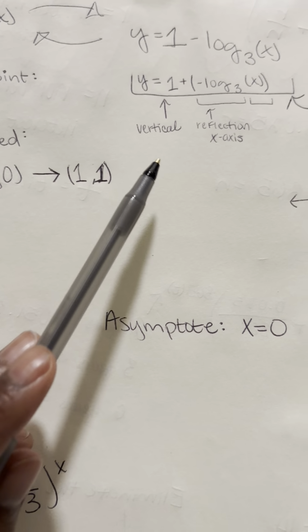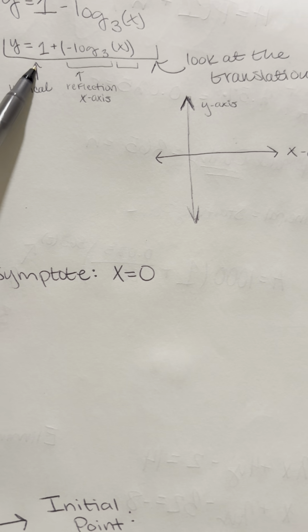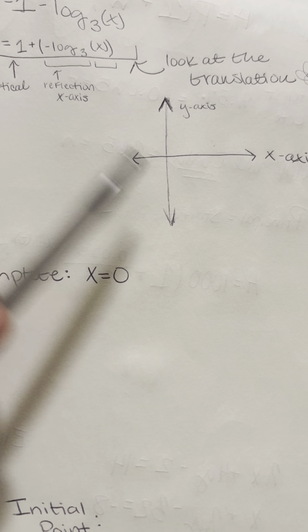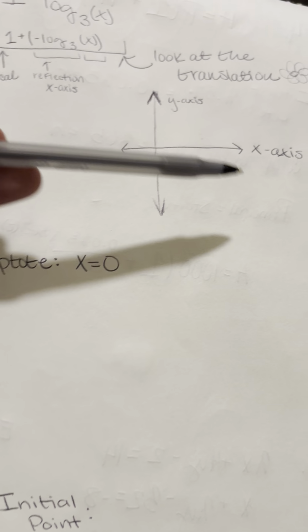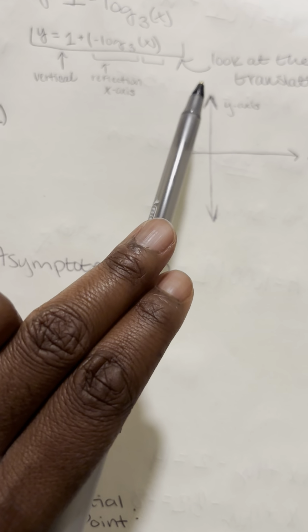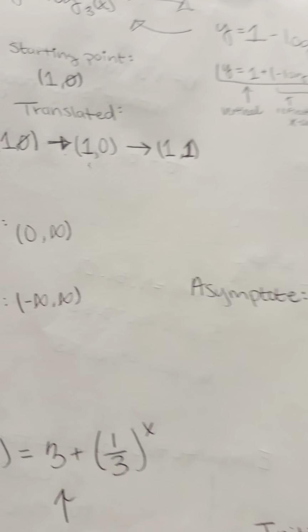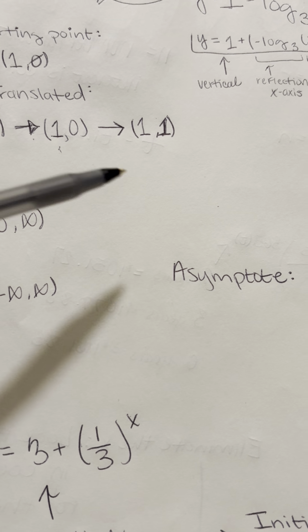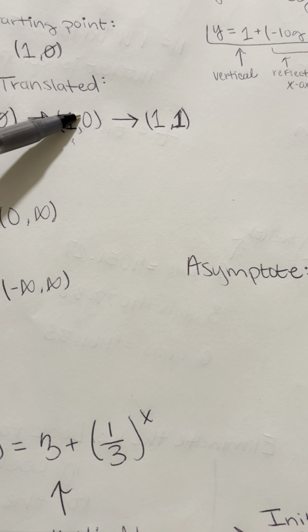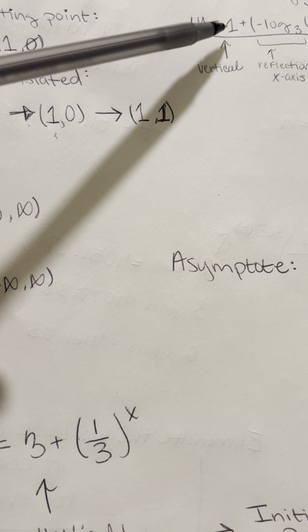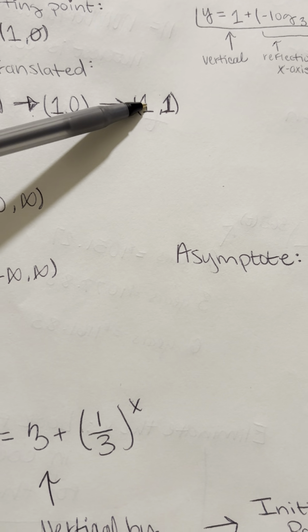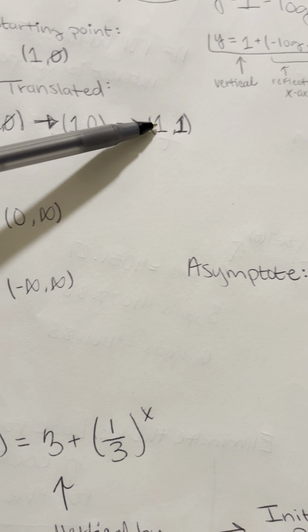But then we're going to move it vertically up by 1. Well, keep in mind which axis that would be. Which axis is vertical, x or y? Y is vertical because x is horizontal. So with the y-axis being vertical, that means we're going to change the y value, which is 0, vertically by 1, meaning we're going to add 1. So our new point is going to be (1, 1).